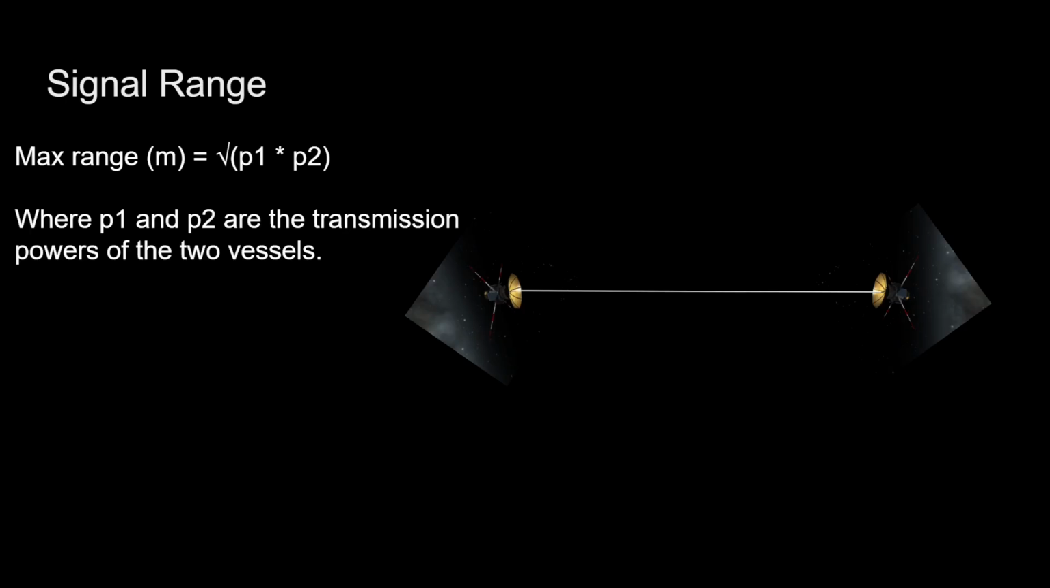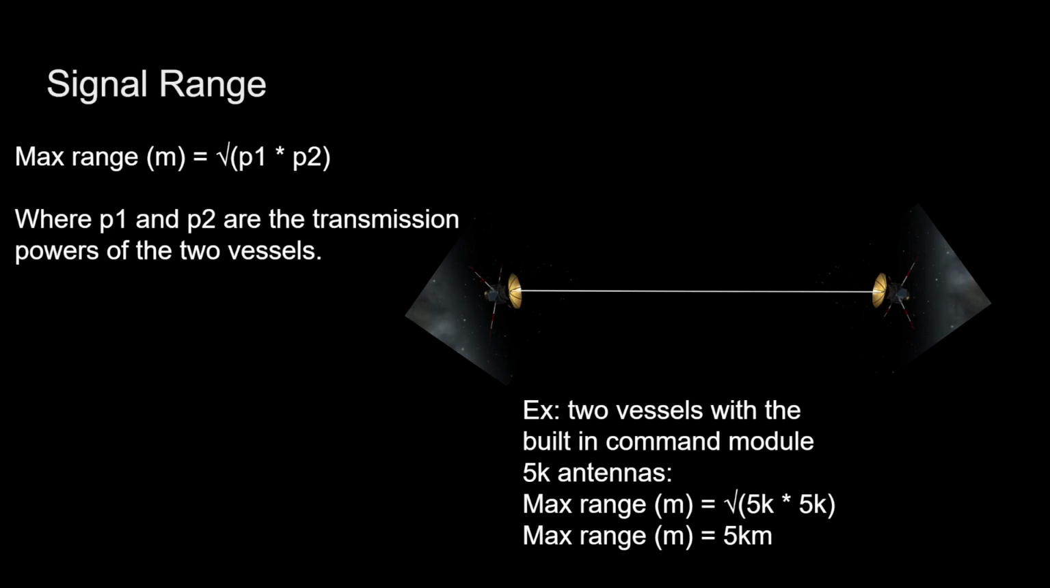Max range in meters is the geometric mean of the powers. That is to say, it's the square root of the transmission powers that are multiplied together. So P1 times P2, take the square root, that will give you your max range in meters. You can combine multiple antennas.